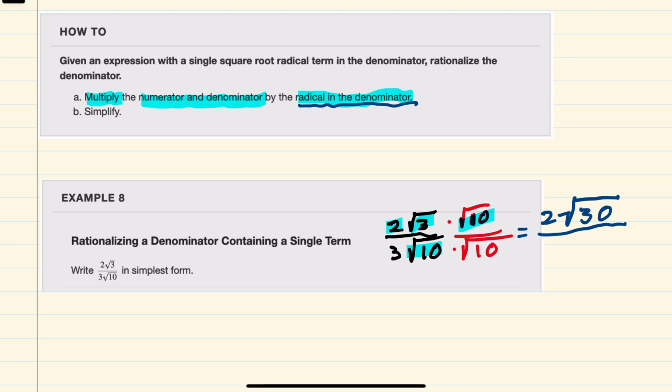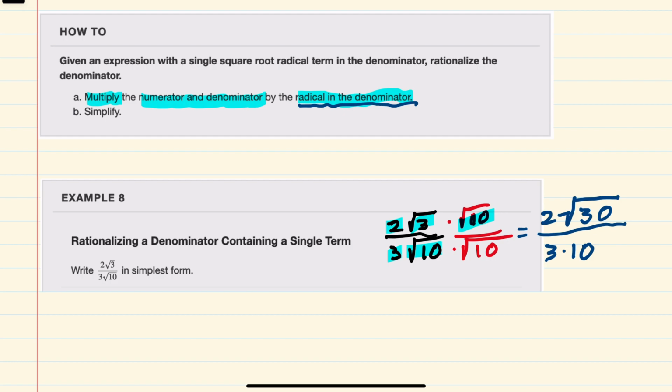And then in the denominator, again, we have the 3 on the outside, but this time the square root of 10 times the square root of 10 gives us the square root of 100, which is 10. So we can drop that square root, and that's the reason why we chose the square root of 10 over 10 in the first place, was so that we could drop the square root in the denominator.